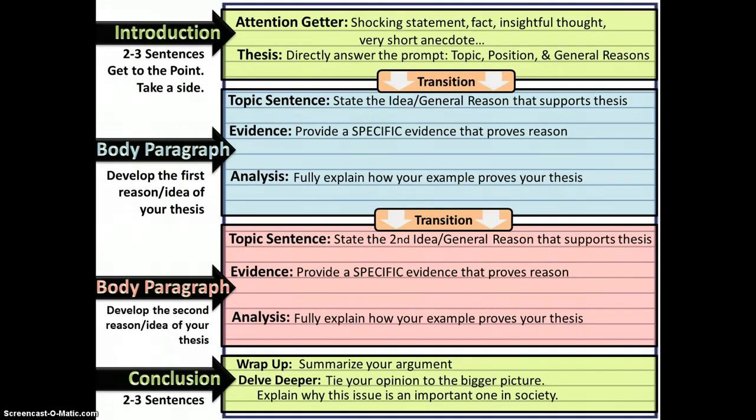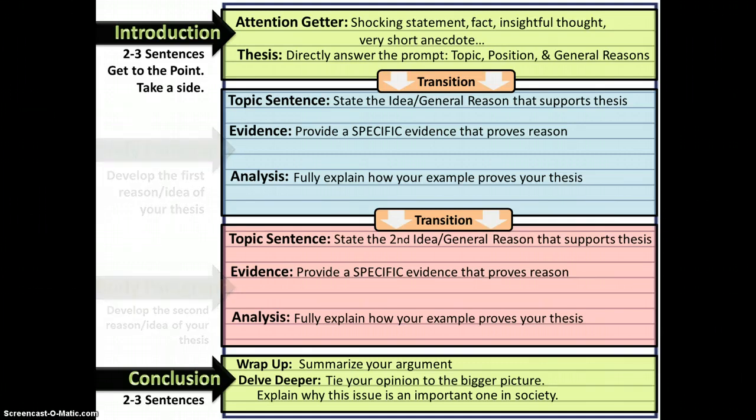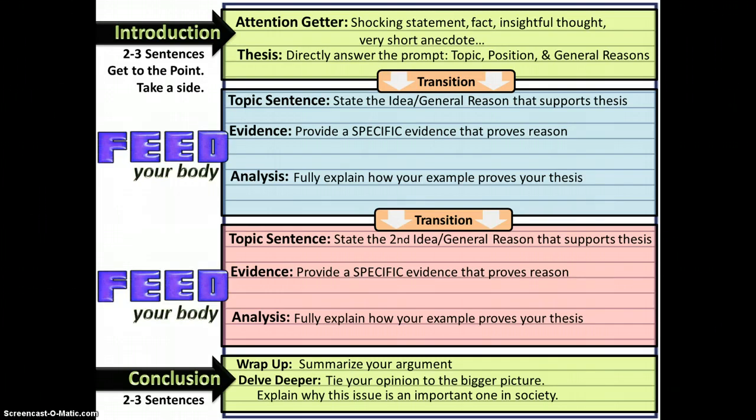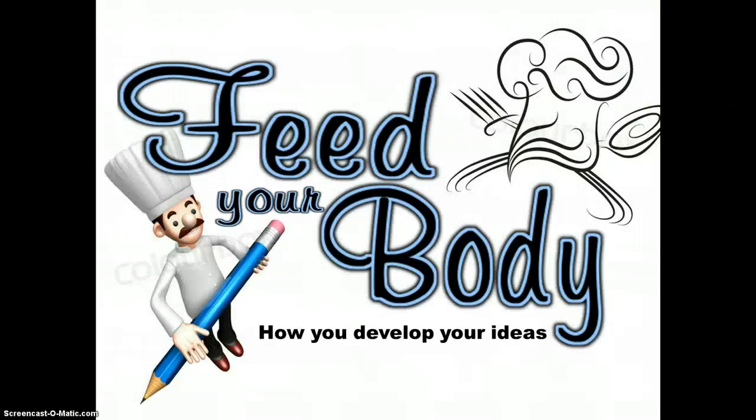Here is the review of the essay and the different elements that we reviewed for the body paragraph specifically. What we end up with is an introduction, 2 body paragraphs, and a conclusion. This presentation specifically addressed what occurs in the body paragraph. And with that, we understand that we must feed our body in order to showcase the evidence and the strength of your argument in your essay.